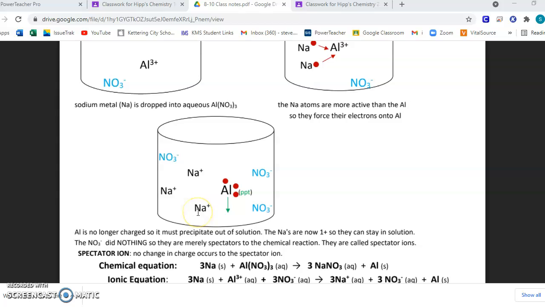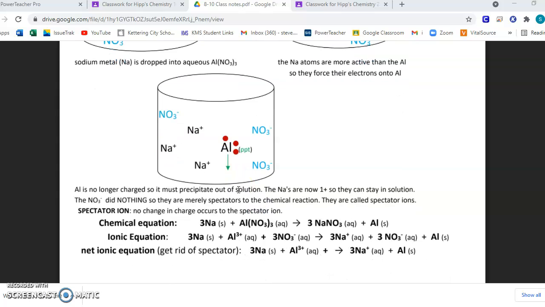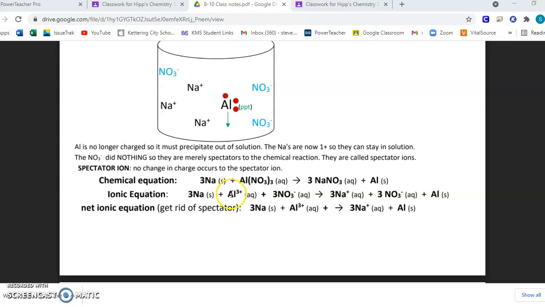Each of those sodiums gave up their 1 electron, so they become 1+. The aluminum has taken all three. It has lost its 3 plus charge, so there's no longer anything that is able to hold the aluminum in solution, because remember, in order to be an aqueous solution, in order for metals and nonmetals to be held in water, they have to be charged. Water is polar covalent. It can grab onto the ions and hold them there. Polar covalent means water is partially charged. The partial charges of water will enable it to hold in the full charged ions. Aluminum is no longer charged. It precipitates out of solution.